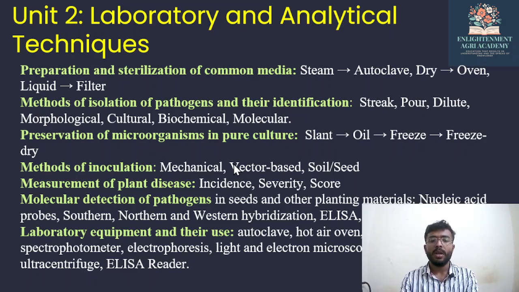So method of inoculation: how will inoculation be done? By mechanical means, that means rupturing the plant leaves and then incorporating the inoculum into the plants, then through vectors and through soils or seeds. Then measurement of plant diseases: how plant diseases are measured through incidence, severity, and some scores given by some scientists. On that basis we will measure the plant disease impact.